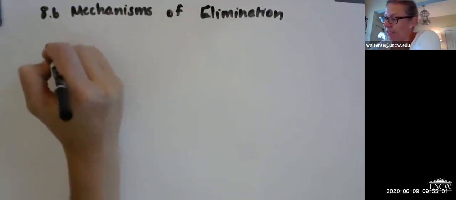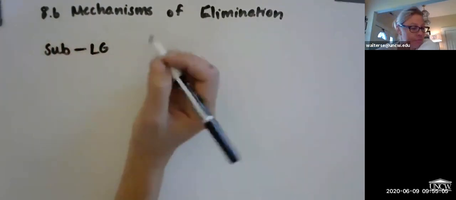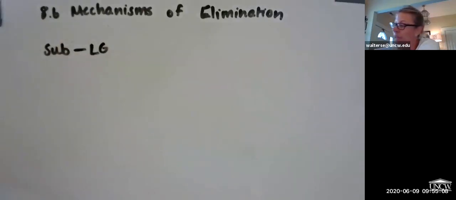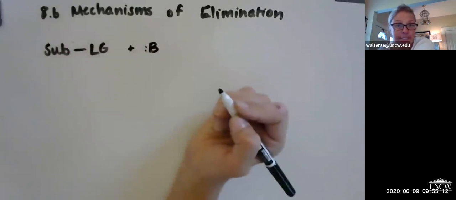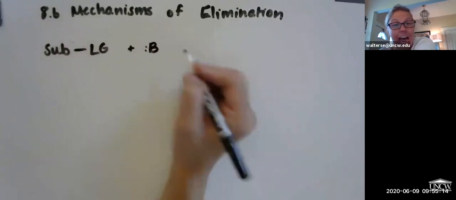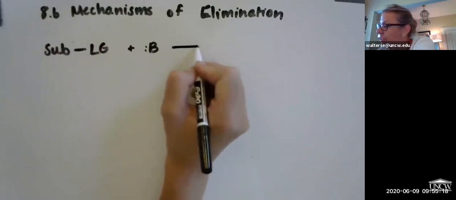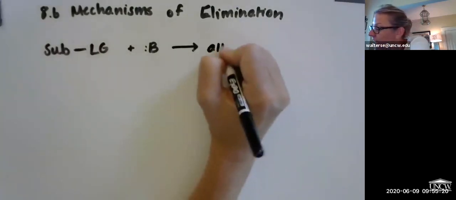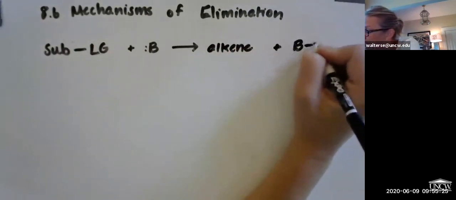So we're going to have a substrate that has a leaving group. Now we're going to react it with a base that may or may not be charged. And what we're going to form is an alkene plus the base attached.